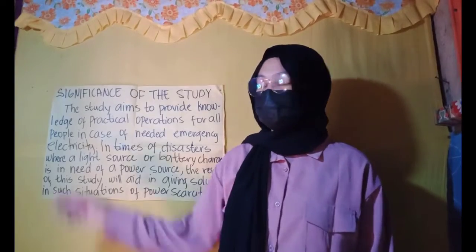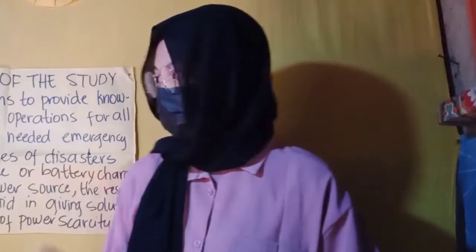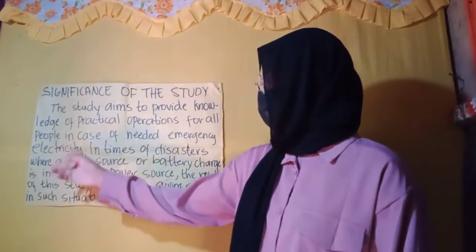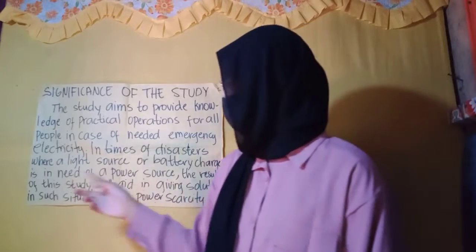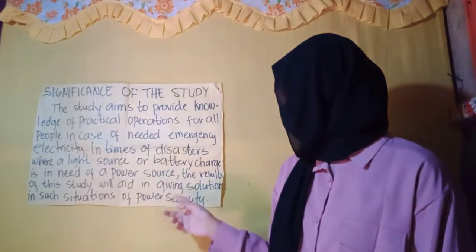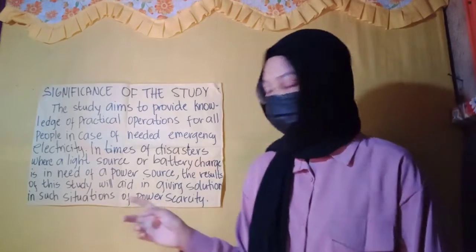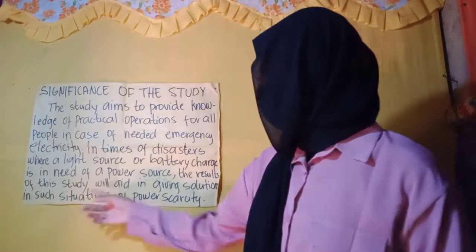We also included the significance of the study or the importance of the study in Chapter 2. This answers the question why this study is important. This study aims to provide knowledge of practical operations for all people in case of needed emergency electricity. In times of disasters where a light source or battery charge is in need of a power source, the result of this study will aid in giving solutions in such situations of power scarcity. Especially now that light outages are becoming more frequent, this study will aid in giving solutions in such situations.